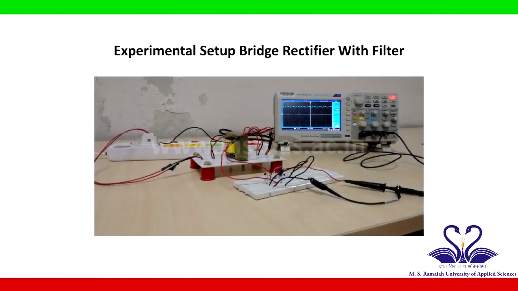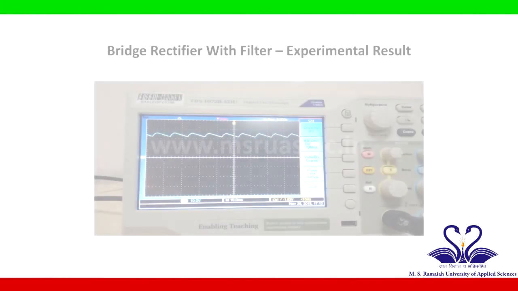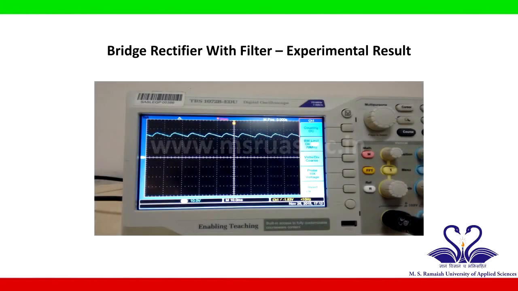The figure shows the experimental setup of the bridge rectifier with filter capacitor. It shows the experimental result of the bridge rectifier with filter capacitor. Here, the output is closer to a smooth DC signal with much lesser ripples.